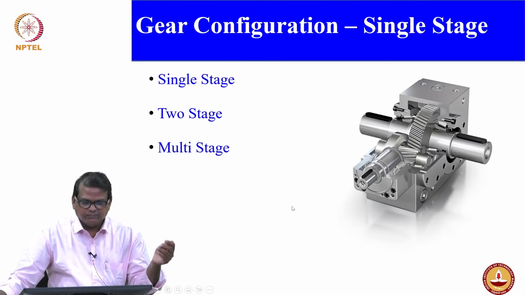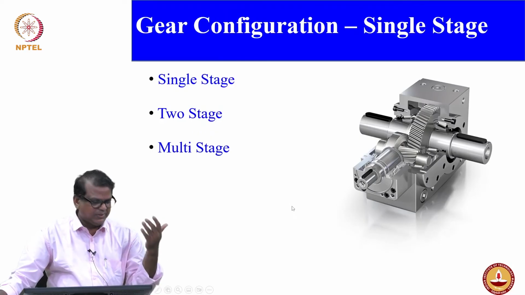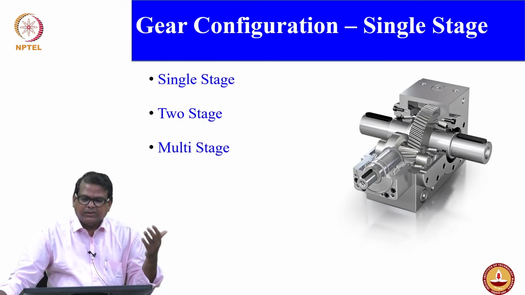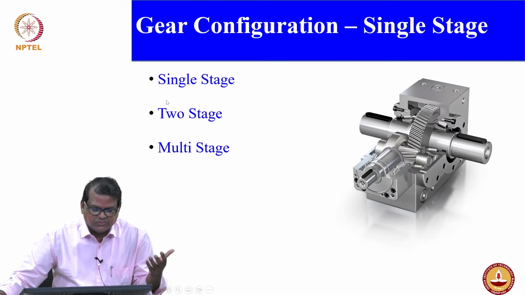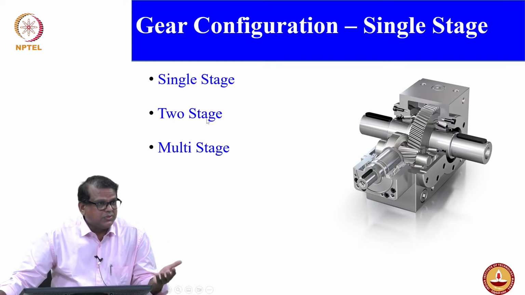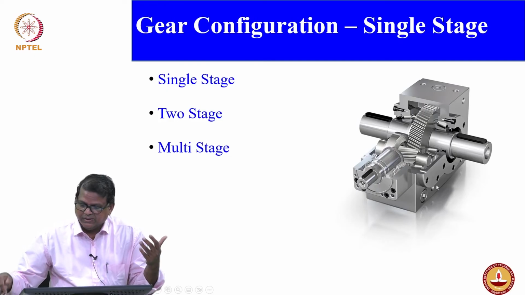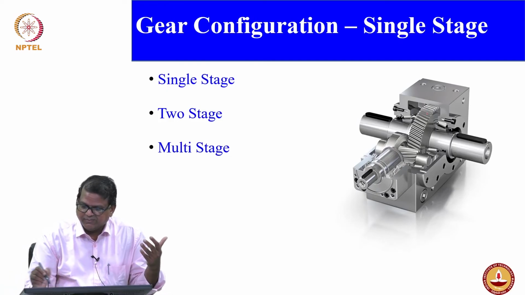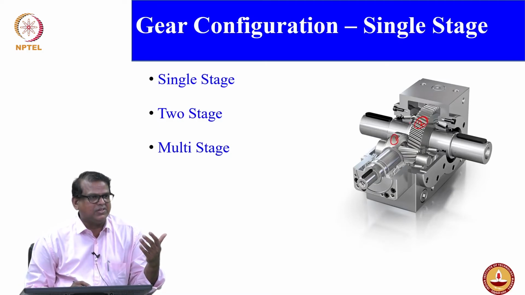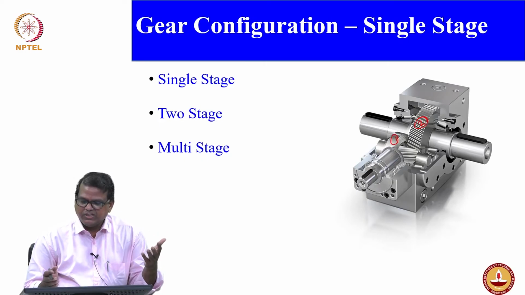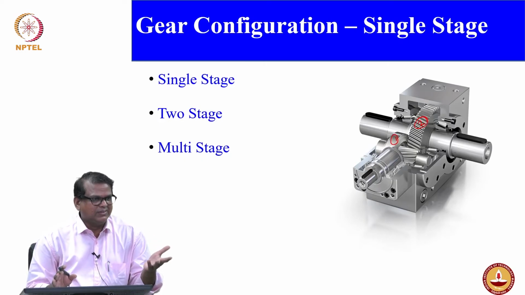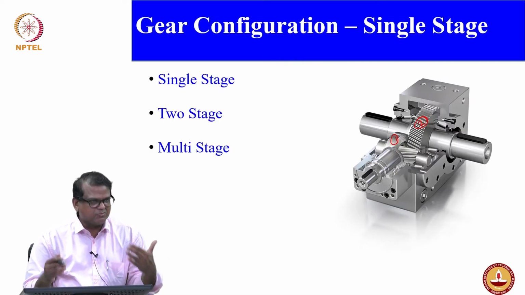Within that we are talking about single stage. Stage wise, you can have single stage, two stage and multi stage. You can see this is a nice small gearbox given. So you have only two gears, gear 1 and gear 2. This is actually a single stage, so it is going to be a reduction. The gearbox purpose is that you want to reduce the speed.